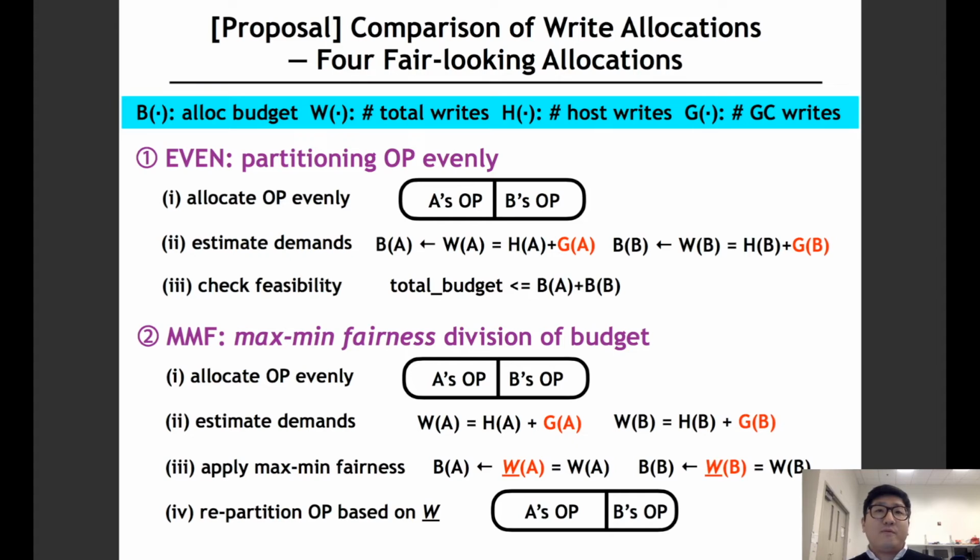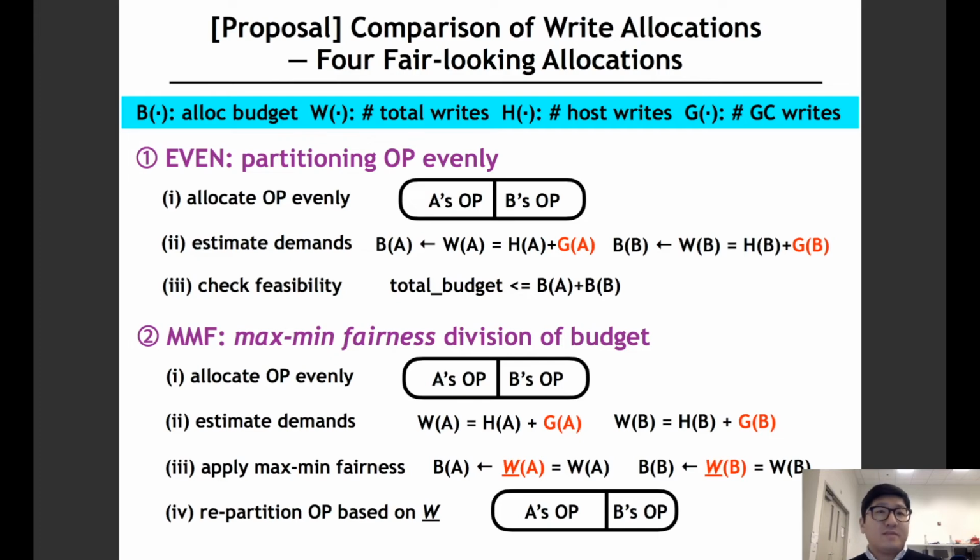We compare four fair-looking write allocations. The first that comes to mind is partitioning OP evenly. Specifically, we allocate OP evenly across workloads, and we estimate the write demand of each workload based on the evenly partitioned OP. The estimated write demand would be the number of writes allocated to the workload. However, this simple allocation may not be feasible, since the sum of write allocations of all workloads can be larger than the total write budget.